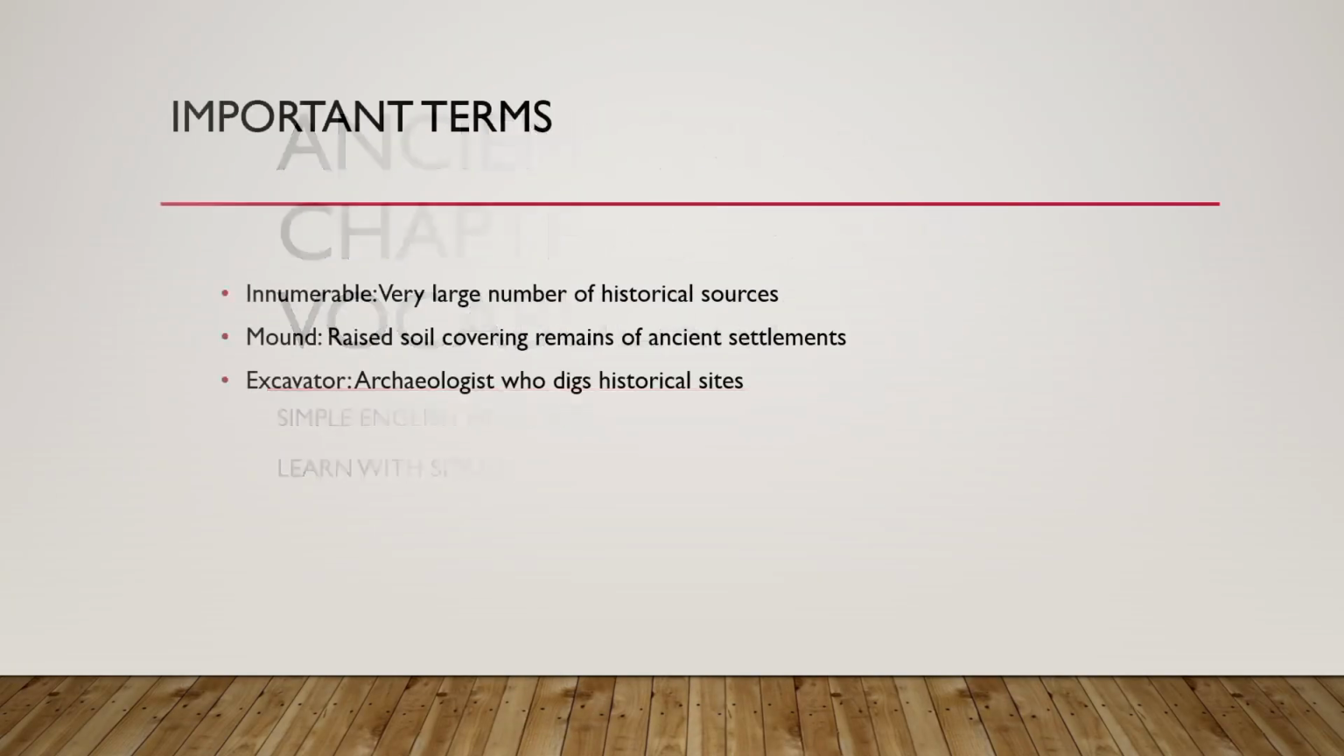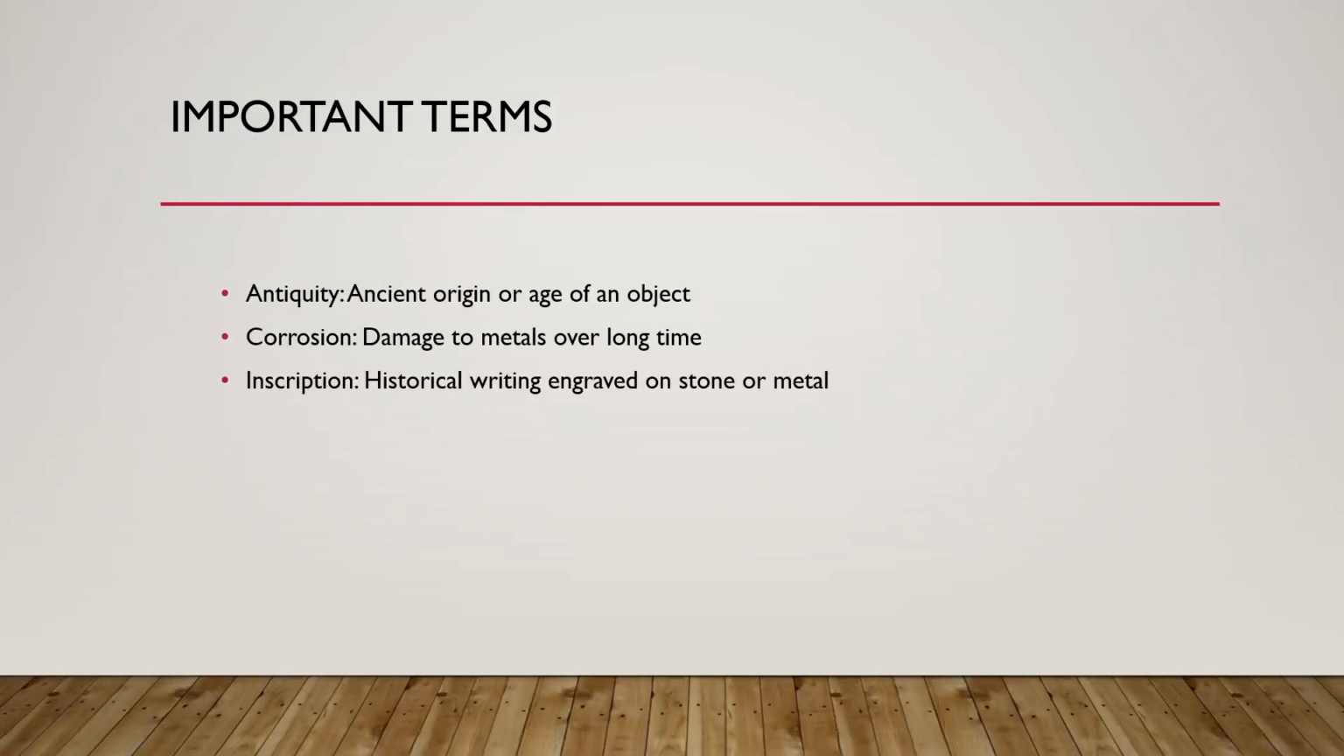So let's start. Our first word is innumerable, which means very large number of historical sources. Next, mound, raised soil covering remains of ancient settlements. Next, excavator, archaeologist who digs historical sites. Next, antiquity, ancient origin or age of an object. Next, corrosion, damage to metals over long time.